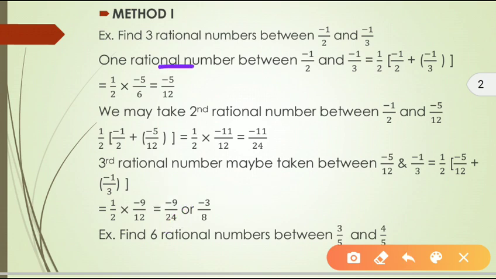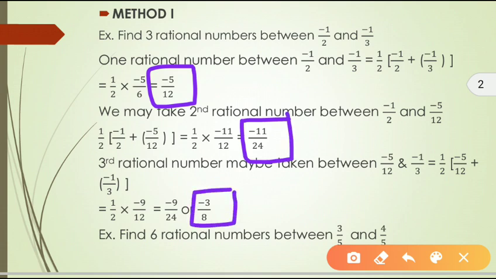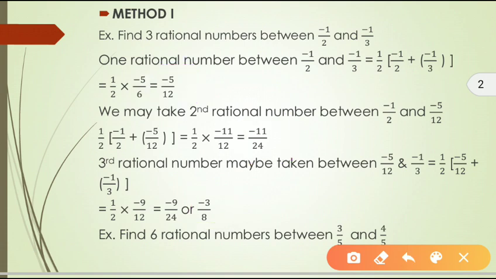That means this is the first rational number, this is the second rational number, and this is the third rational number between these. This is your first method. Now what is the second method? The second method is the gap method. So let's understand the second method.